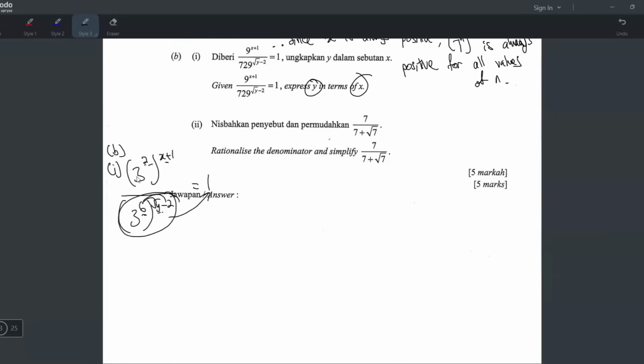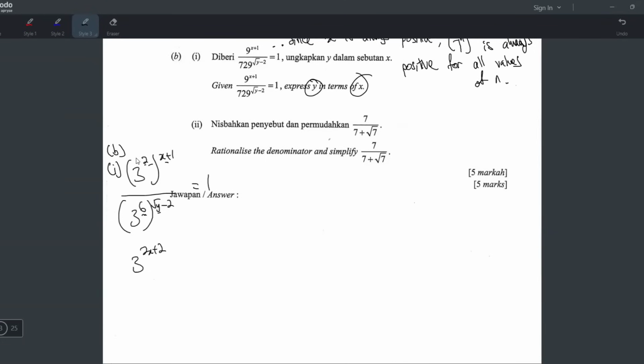Because both sides, the base is already the same. Yeah, it's already the same base on both sides. So I can compare the power. Yeah, so I plan to do it like that. That's why I won't write 3 power 0 here. Okay. All right. So now this power and this power will multiply together and become 2x plus 2.